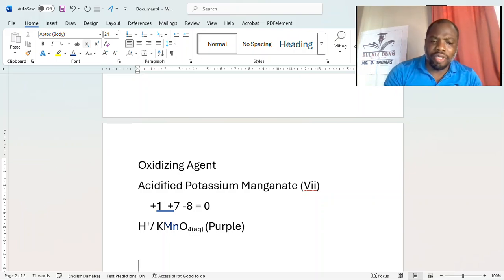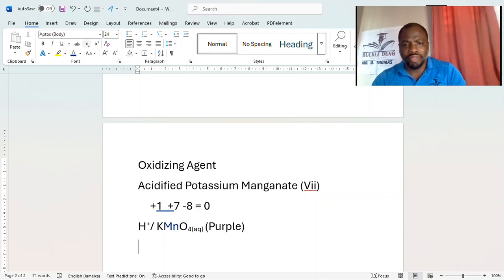But if you put it with a reducing agent, we know that a reducing agent will cause another compound to be reduced. So when you put this with the oxidizing agent, the focus is going to be on those manganate ions. They are going to be reduced. As a matter of fact, when it reduces, it becomes manganese 2 plus.